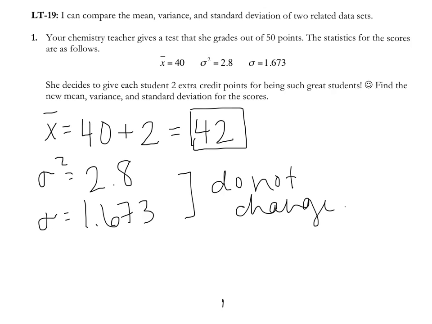So when you add a number to each member of a data set, it's going to change the mean. The mean is just going to go up by whatever you added to each number in the data set, and that will create your new mean. But your variance and standard deviation should not change at all.